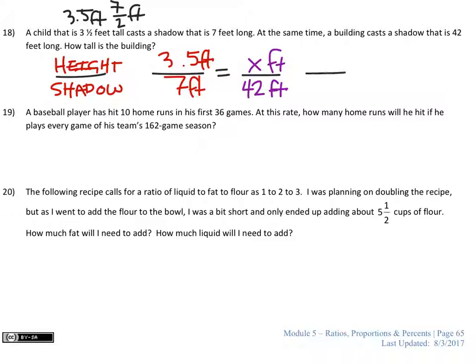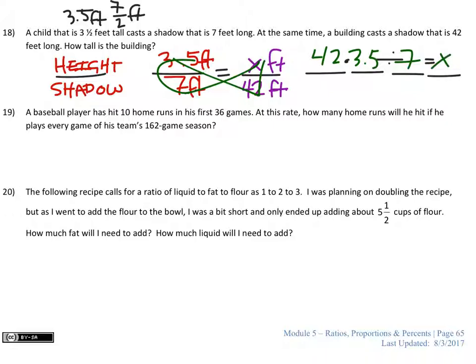So once again, we'll set up a fishy method. Multiply, divide, equals. And we'll draw the fish. So 42, 3.5, 7, and x. And putting this into the calculator, 21. Well, x represented the height of the building, so we'll just want to label this 21 feet tall.